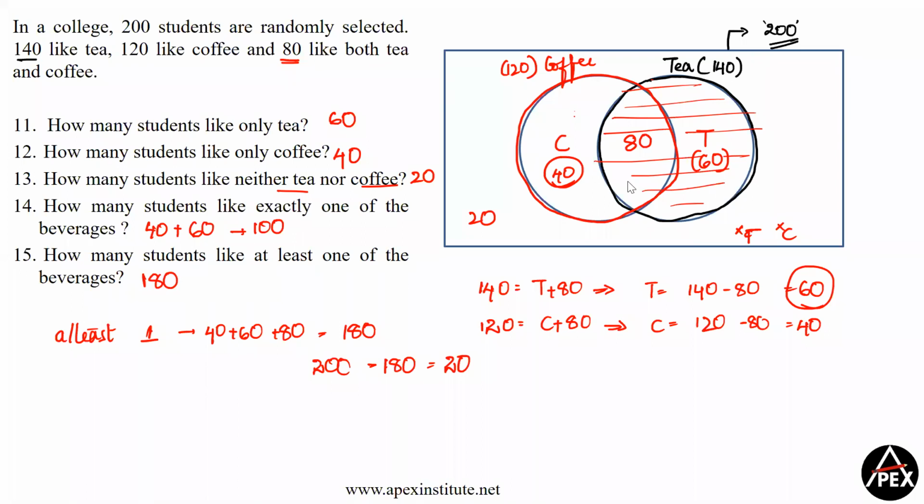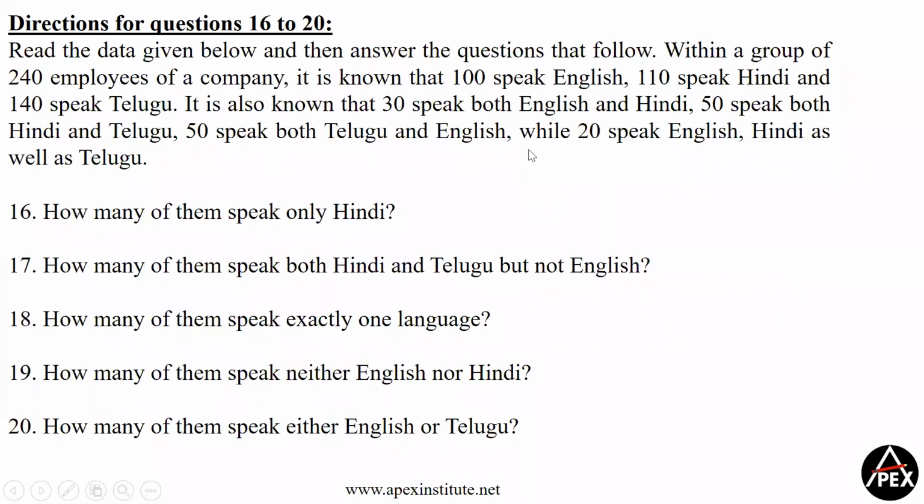No. Okay. So moving to 3-set Venn diagrams. Okay, guys, shall we solve this together? Quick responses. Yes. Okay.